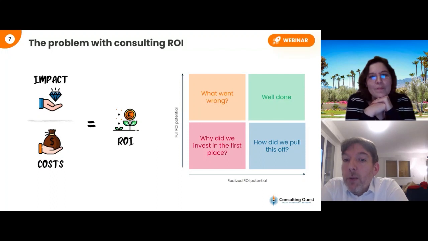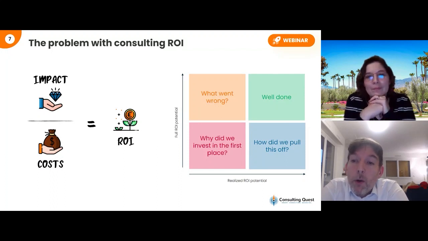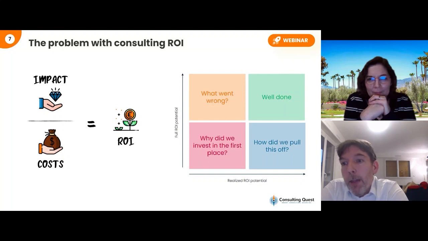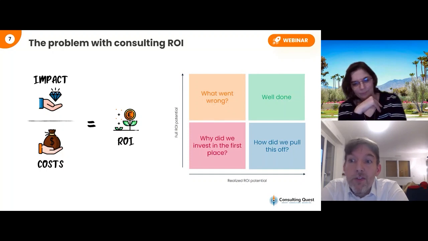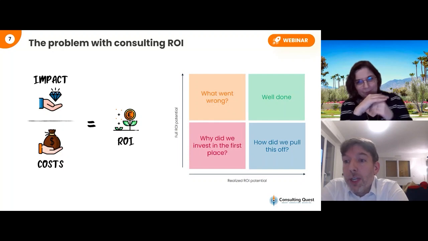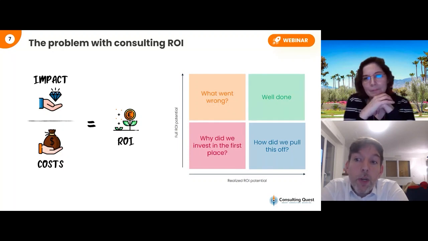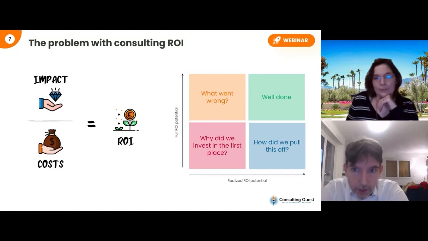You have a first bucket where you had a small ROI potential in the first place, and you realized it with a small return. And the question here is, why did we invest? And when we analyze with Helene portfolios from large firms that are spending 50 to 100 million in consulting, guess what? We find a tail, and we find projects that sometimes represent up to 20% of the business that should not have been invested in the first place, or duplicate projects, or these kind of things.